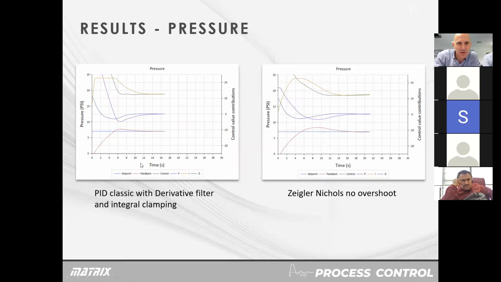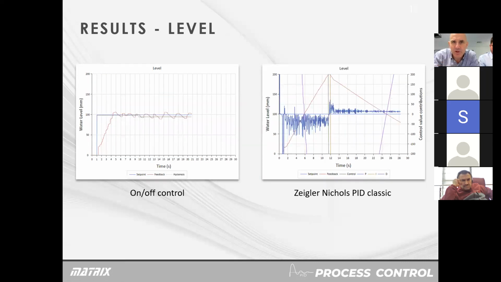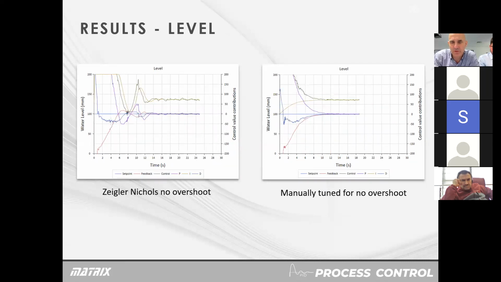So again, you can see integral clamping was a big thing on the pressure one. So there was a need for integral clamping there. No overshoot, that's an interesting one because it hasn't quite worked on this system. Ziegler-Nichols does not always work. And hence the need for manual tuning here because we have got some overshoot. And so you can see the results that you're getting for all of the different systems.